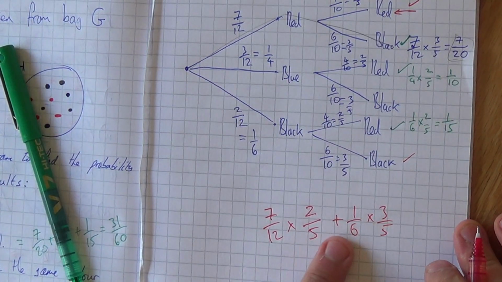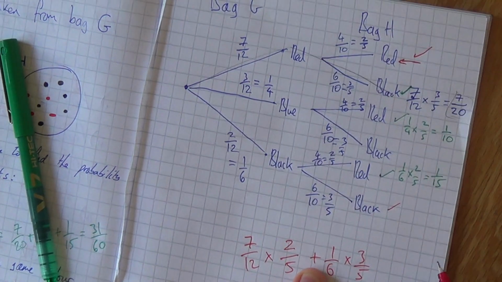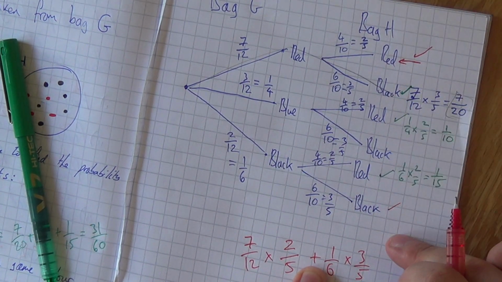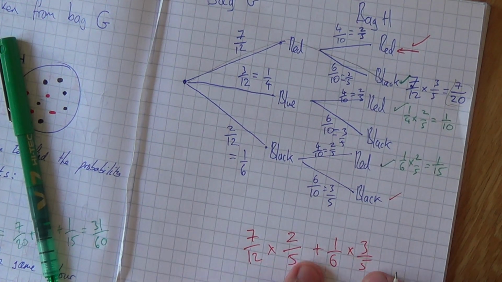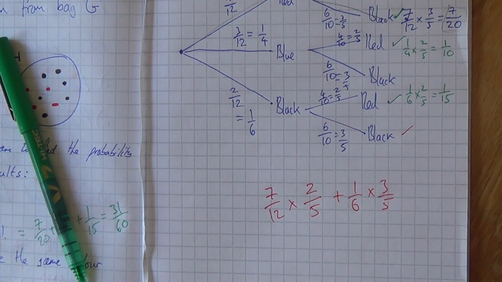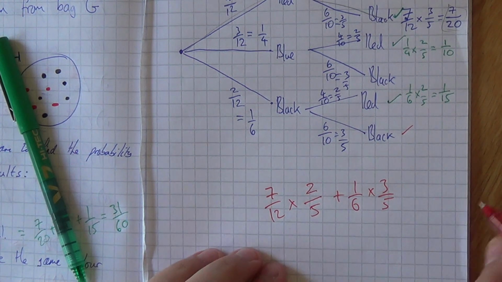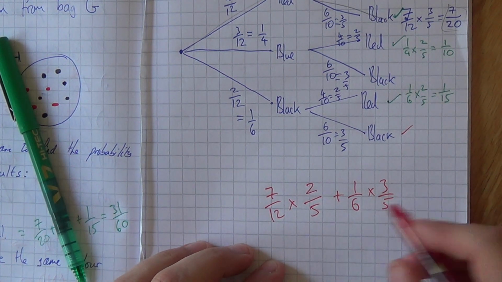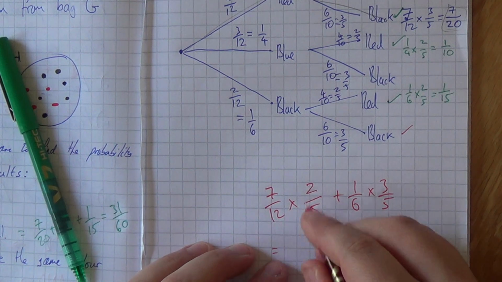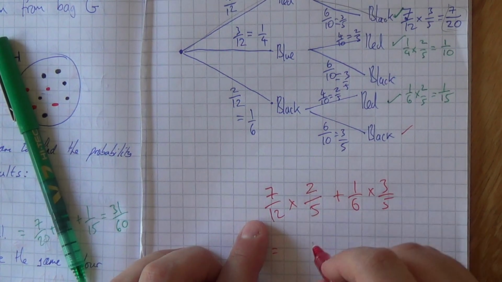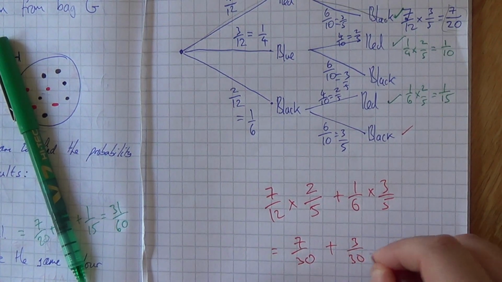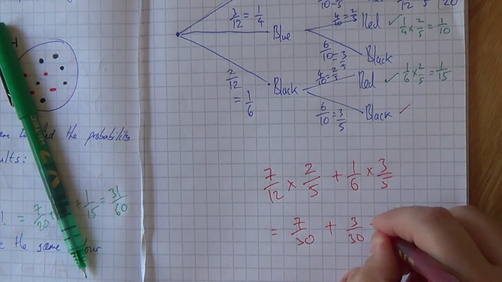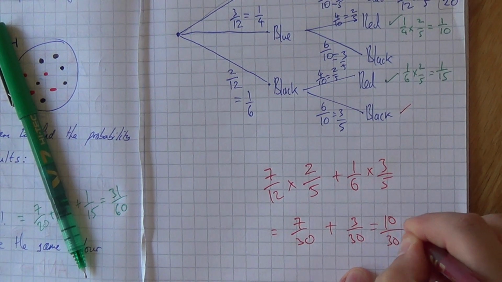And I'm adding these 2 things together because of the OR rule. It's the top root or the bottom root, and each root has a multiplication in. So it's this and this, or this and this. It's a complicated thing to say out loud, but there you go. We work this all out and we get some number of 30ths, I reckon. 7/30 plus 3/30, which makes 10/30, which is 1/3.